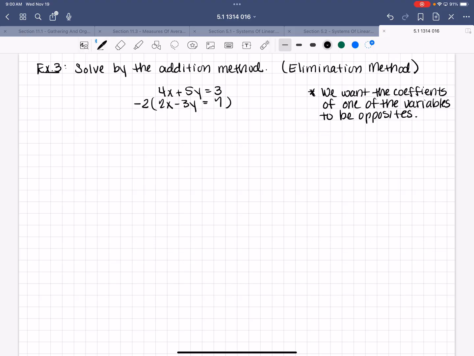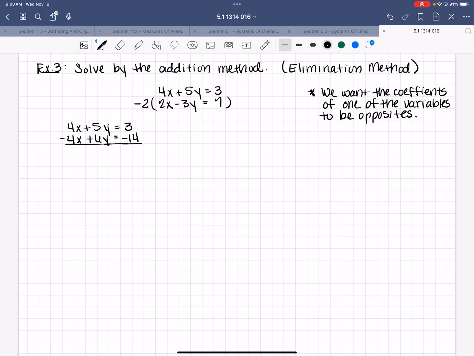So here's what I have. I write down my first equation just like it is, 4x plus 5y equals 3. Now, I'm going to multiply that entire second equation times negative 2. That's going to give me negative 4x plus 6y equals negative 14.